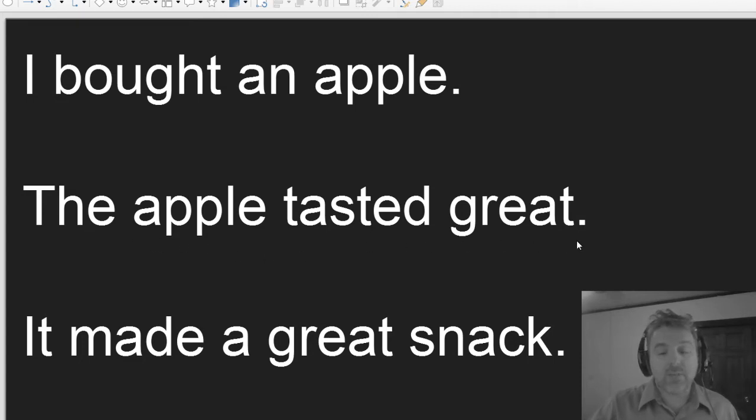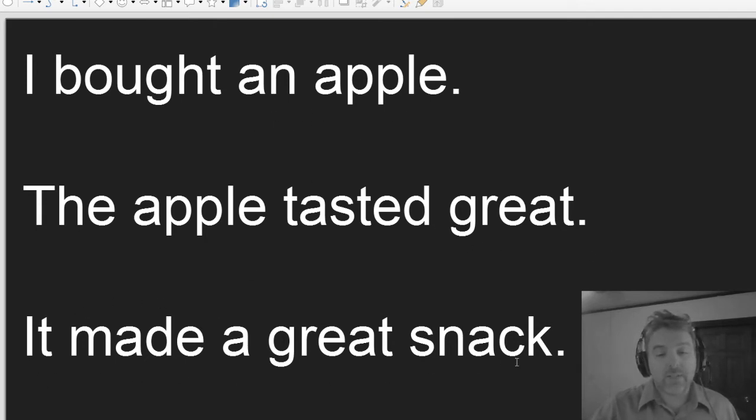The apple tasted great. In this case, we're using "the" because this "the" is referring to that apple in this sentence. And that's why we're using "the" instead of "an apple". And actually, we wouldn't use "an apple tasted great" normally. We would use "apples tasted great" instead. So that's why we're using the specific "the apple" instead of "an apple".